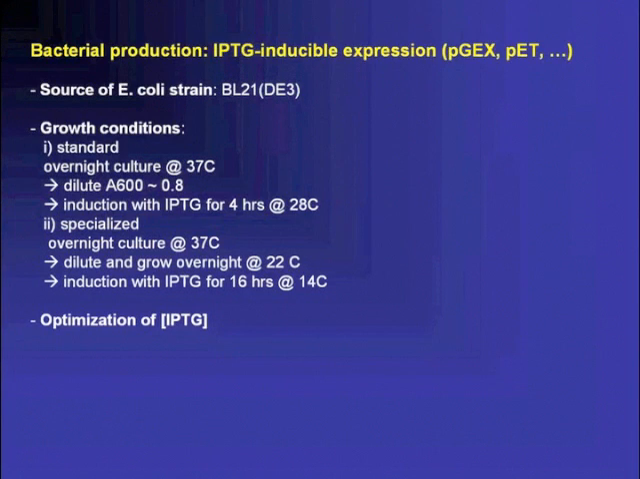Of course, when we talk about biological production, I will mainly focus on the bacterial production because that's what we had a lot of experience with, or some experience with. We chose to use the IPTG-inducible expression system, which you can find in the pGEX vectors or the pET vectors. We used a strain that's really convenient for that, BL21(DE3), which is really excellent for doing protein and peptide expressions. There might be other strains, but we stick to that one.